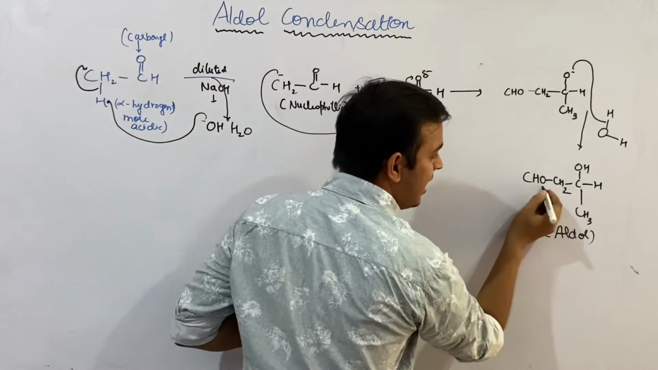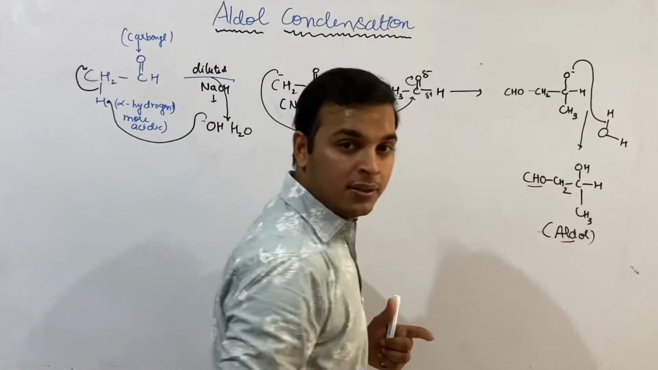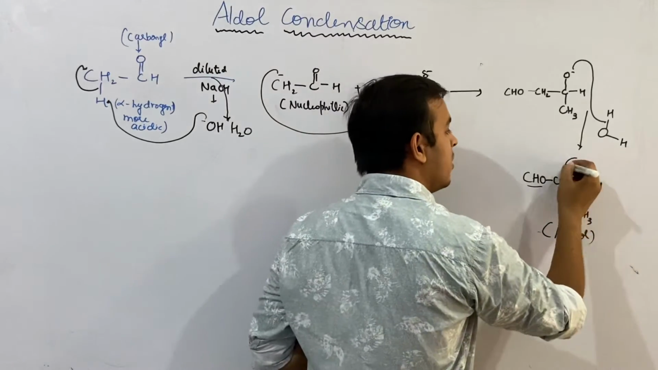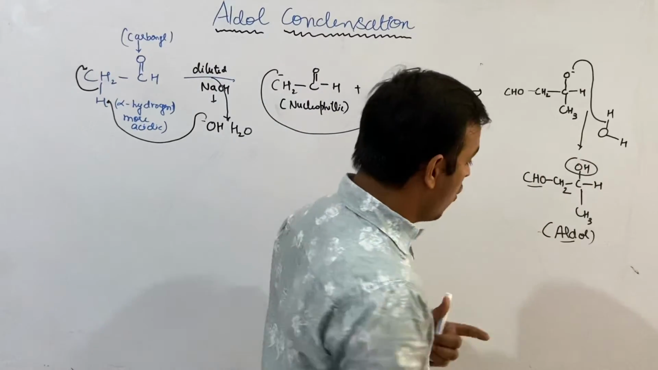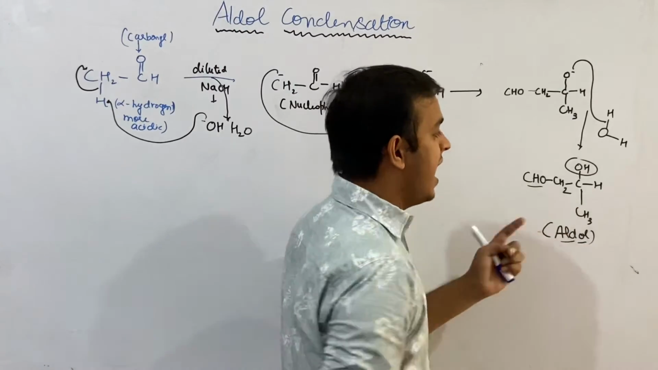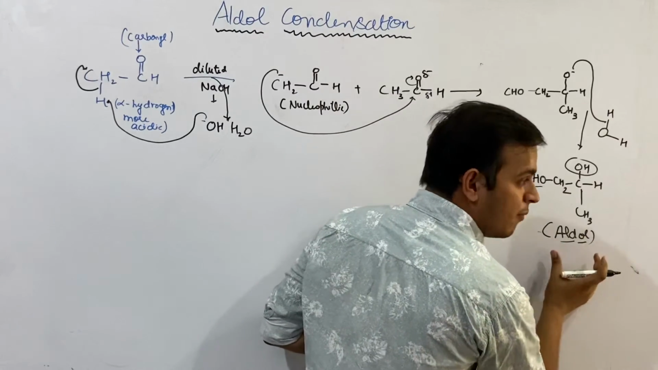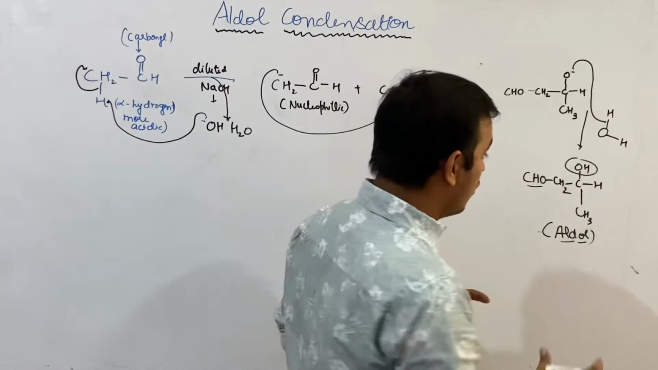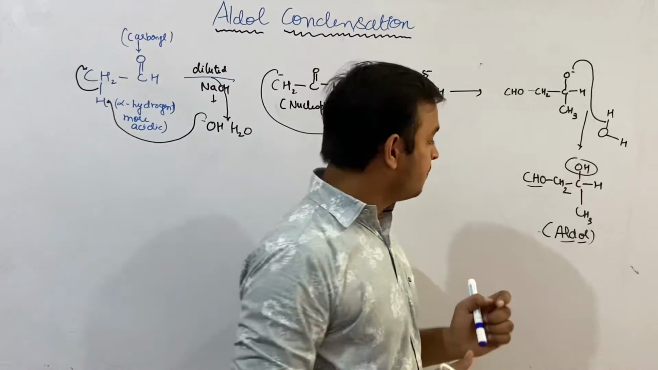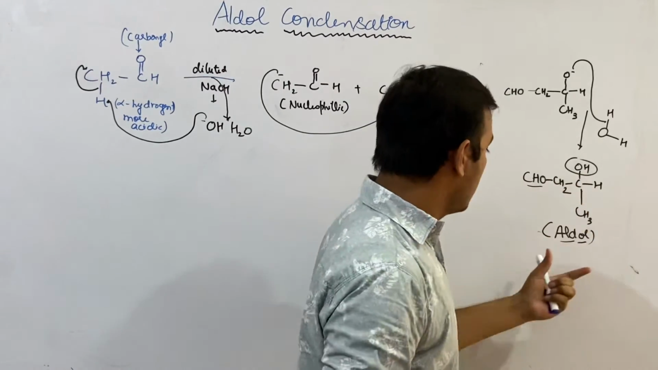It has the aldehyde group CHO, which comes from the ald, and the alcoholic group which gives the ol. So that's why the combination of both the functional groups, aldehyde and alcohol, will have a combination name, which is known as aldol. So any species containing aldehyde and alcohol groups is known as aldol.